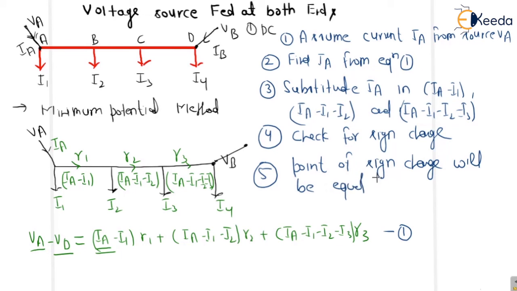So this is how we can find the point of minimum potential, and further we will answer whatever the question asks. In the next topic we are going to find the solution of a question related to voltage source fed at both the ends.